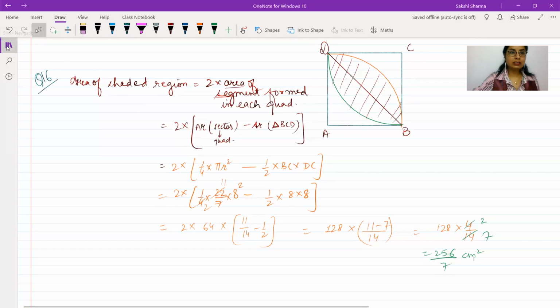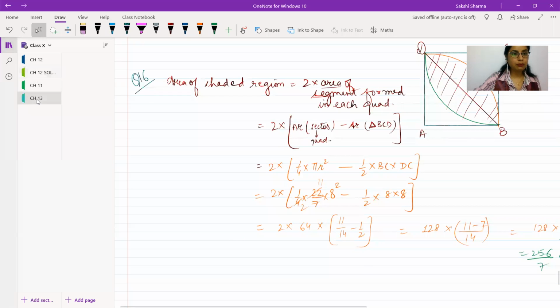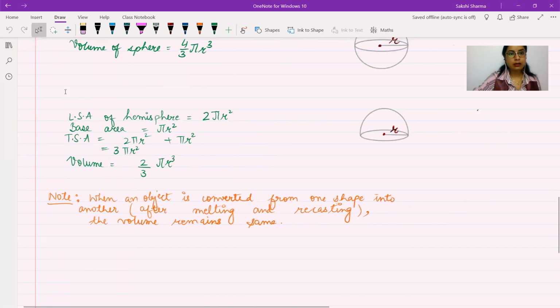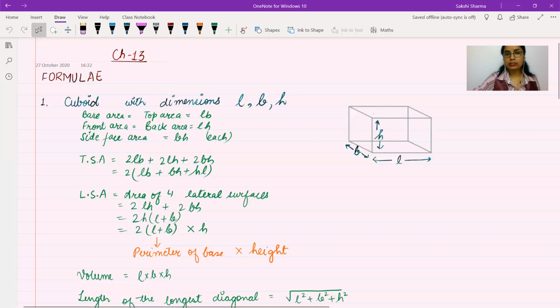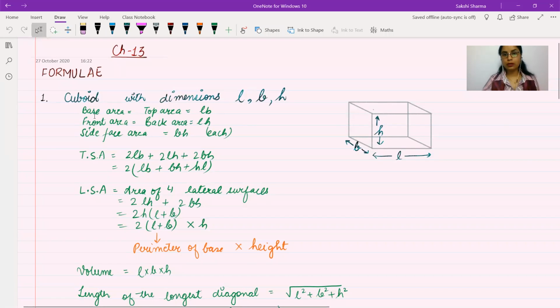So this is all with chapter number 12. For chapter number 13, I have already sent this list of formulae to you in the form of a PDF. So please write down these before we start chapter number 13. This is a recall for whatever you did last year.